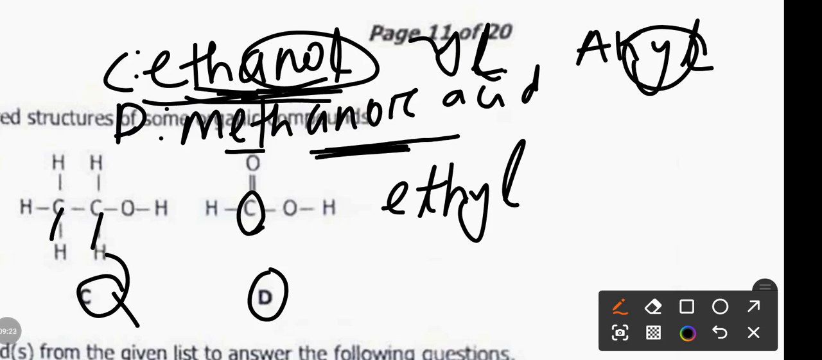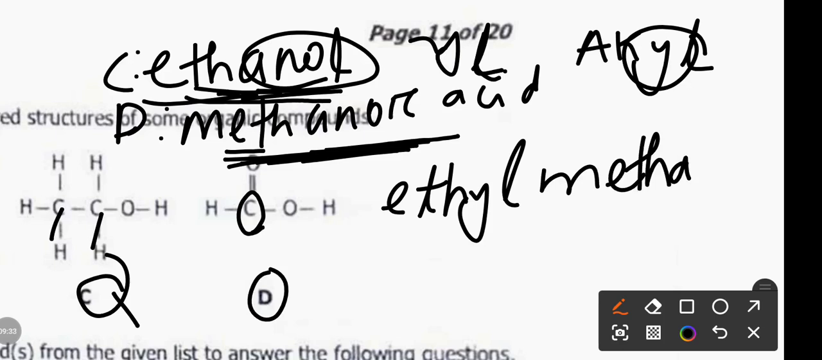Then for the name of the acid, we're not just going to write it as methanoic acid, but instead we'll call it methanoate. So methanoate. This "anoic" and other stuff is substituted with "anoate". So its name will be ethyl methanoate. Okay.